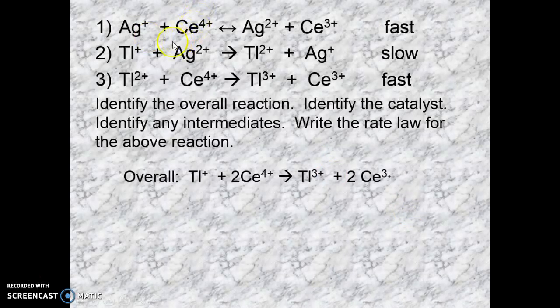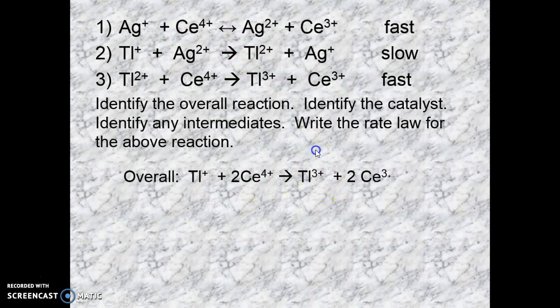All right, so overall, let's identify the overall reaction. We've got 2 Ce4+ going in, nothing coming out. We've got a Tl+ going in. On the product side, we have created a Tl3+. That can't cancel out. And we have 2 Ce3+. So that's our overall reaction.